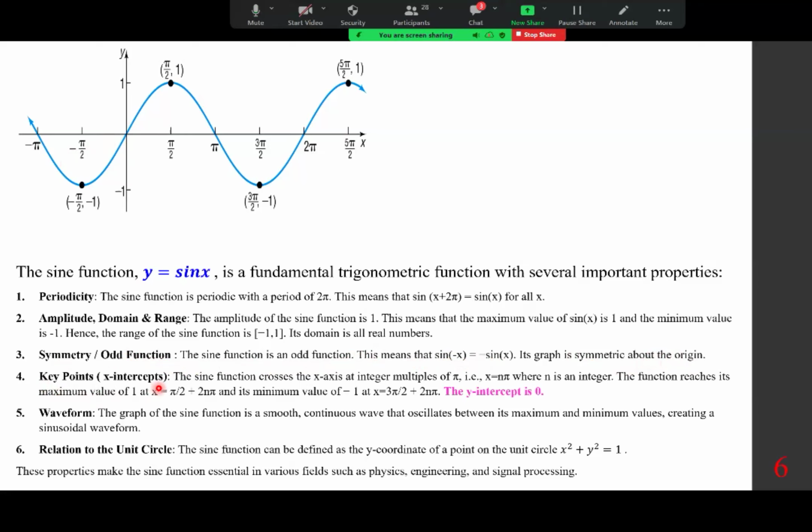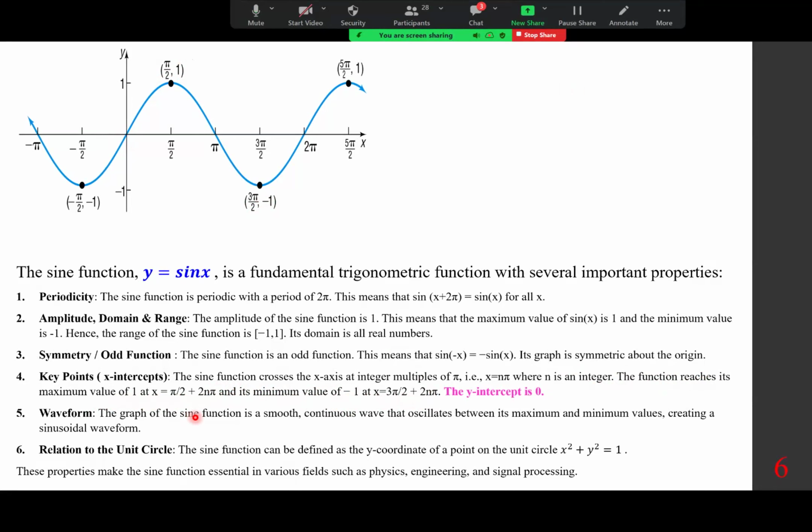Key points, x-intercepts. The sine function crosses the x-axis at the integer multiples of pi, or x equals n pi: 0, pi, 2 pi, 3 pi, minus pi, you name it, where n is an integer. The function reaches the maximum value of 1 when x is pi over 2 plus 2 n pi. It reaches the minimum value of negative 1 when x equals 3 pi over 2 plus 2 n pi. So pi over 2, 1, that's the maximum, and it repeats after 2 pi. 3 pi over 2, minus 1, and it repeats if you add 2 pi to that. And the y-intercept is located at the point 0, 0, or simply 0.